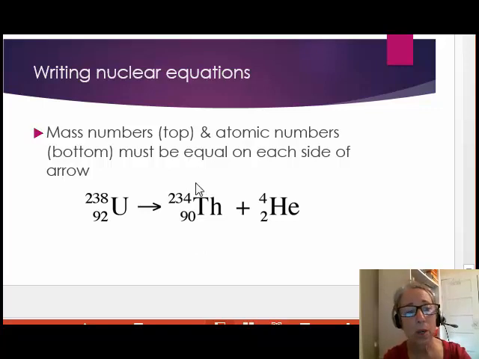on the periodic table. When we sum the mass numbers on the right-hand side, 234 plus 4, that is equal to the mass number on the left-hand side of the arrow, 238. Likewise, when we sum the atomic numbers of 90 and 2, that is equal to the atomic number of 92 on the left-hand side of the arrow.